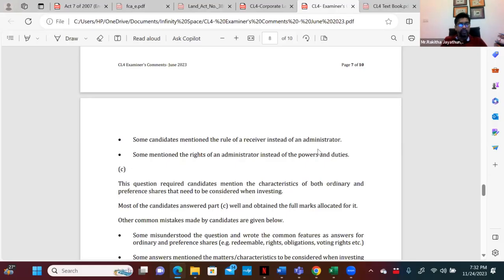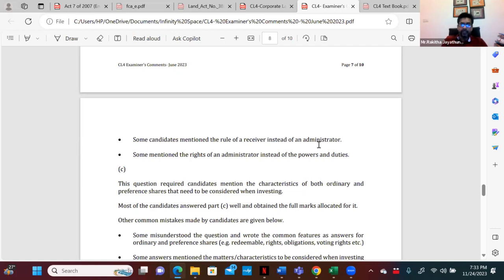Now, why do you confuse yourself? That is because you have not learned the subject properly. Administrator is different. Receiver is different. Liquidator is different. If you look at the definition given of a receiver, it is a court officer appointed by court. Sometimes, until such time as you appoint a liquidator, temporarily you appoint someone, and we call that person the receiver, court appointed, but completely different from an administrator.